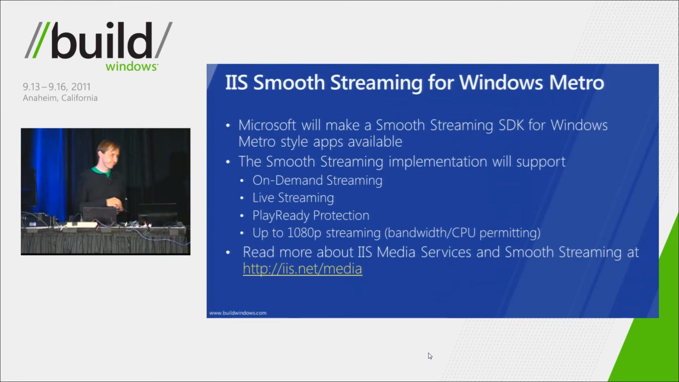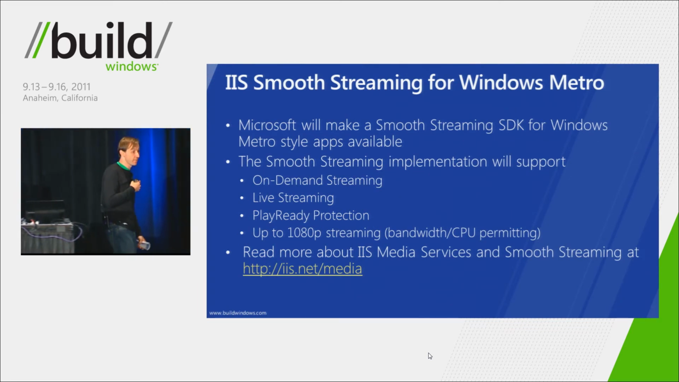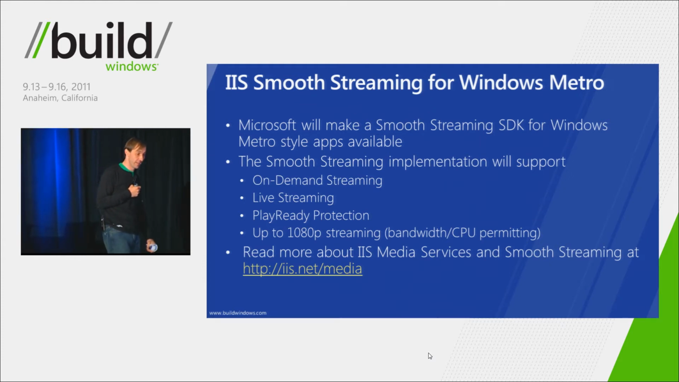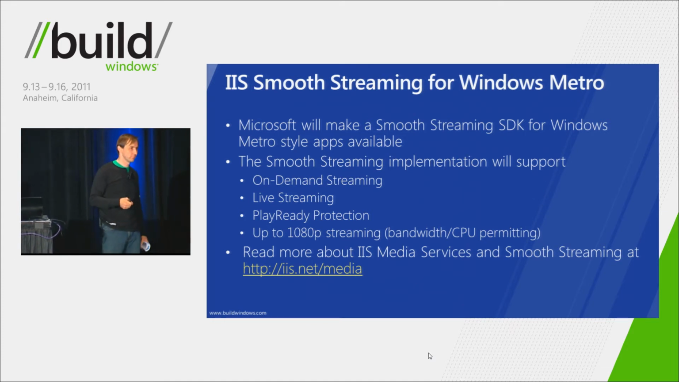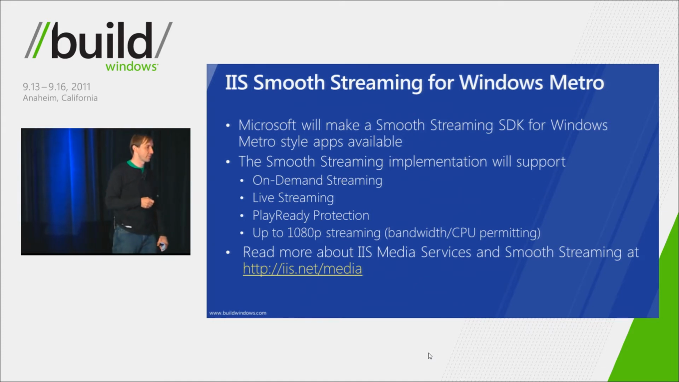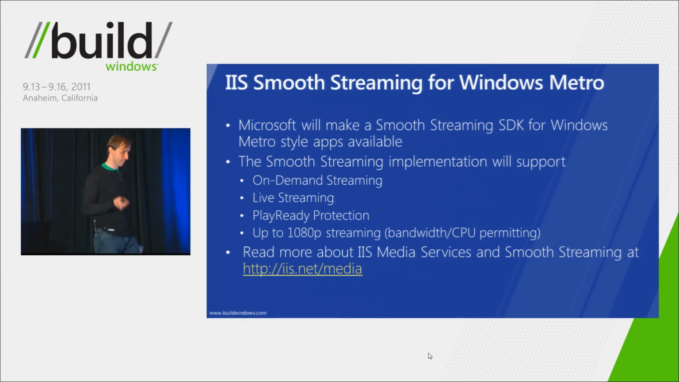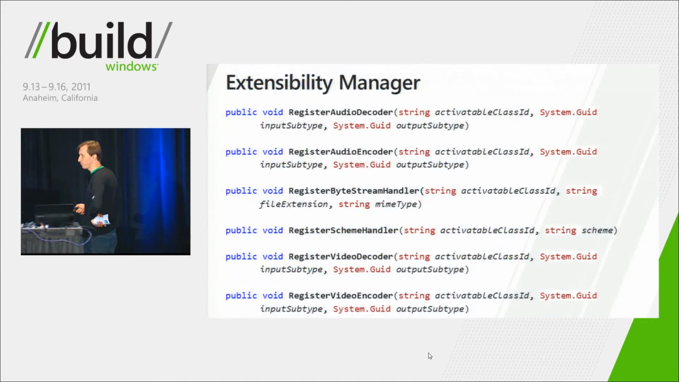Smooth streaming. We will make a smooth streaming SDK for Windows Metro-style apps available. So you'll be able to do what I just did here. And then you can use that in your C# apps, or in your JavaScript apps, or in your C++ apps, or in your Visual Basic apps, right? By the mechanism that I described to you. So we'll be supporting on-demand streaming and live streaming, as well as PlayReady protection here. And if you want to read more about IIS, there's a link for you.